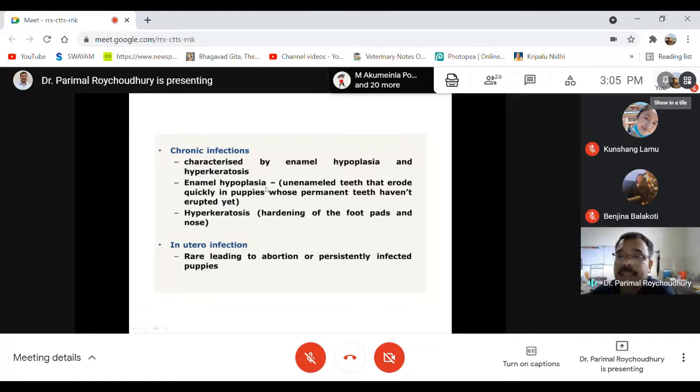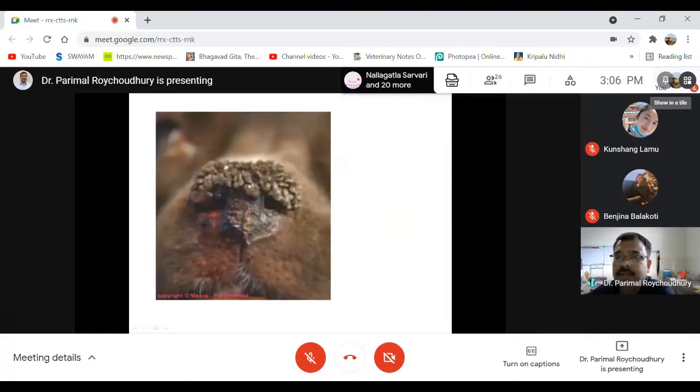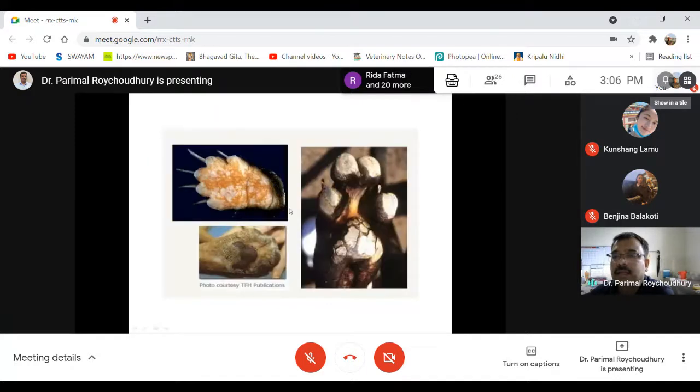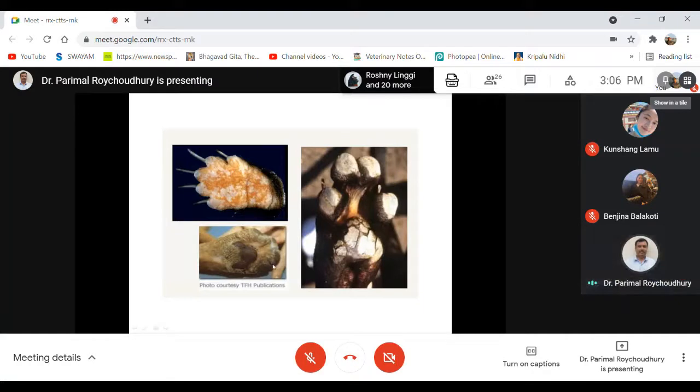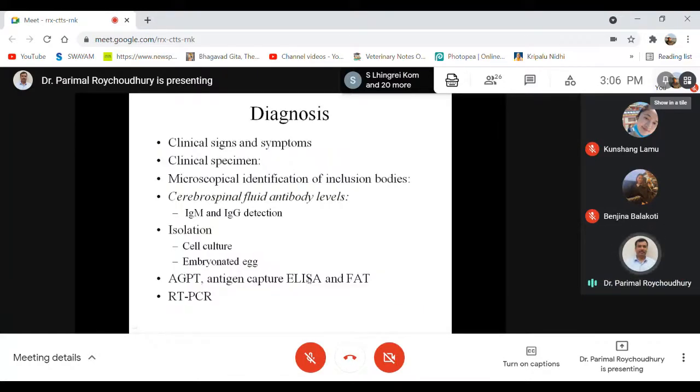Enamel hypoplasia, this is what I said, we could see in the pups, and then the lesions are produced. There is hyperkeratosis, even of the nasal planum, respiratory, even blood-stained mucosa comes out, and the foot pad, that's why it's called the hard pad. Yeah, these are some of the things that I could collect.